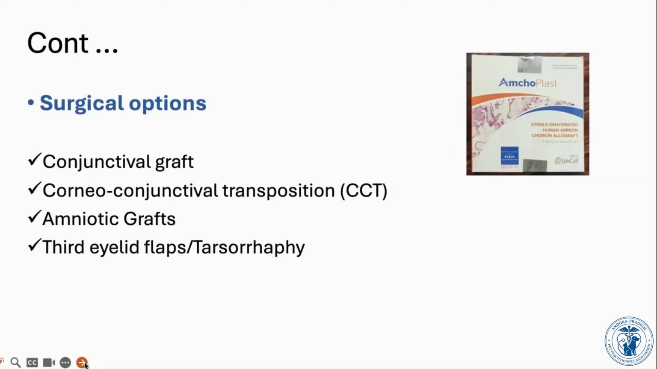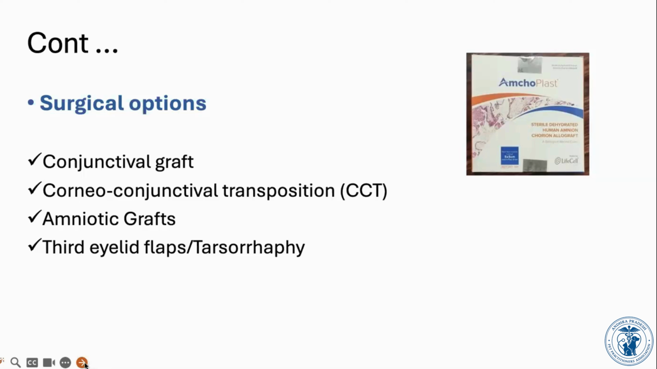Usually my choice of treatment is CCT, and when CCT is not possible, when the nearby cornea is too much damaged or something, I would go for the second choice, the conjunctival graft. And usually, if my perforation is very big, then I won't like to go for the amniotic grafts because they are not very stable. But if my perforation is just 1 mm or 2 mm and I have a healthy cornea on the side, then I can think of doing an amniotic graft.